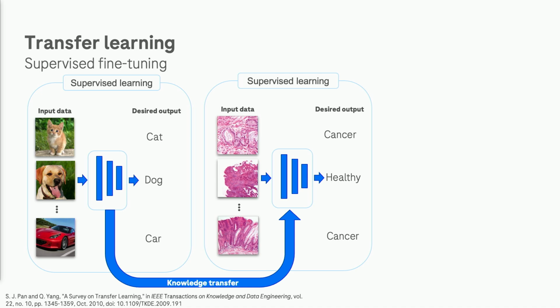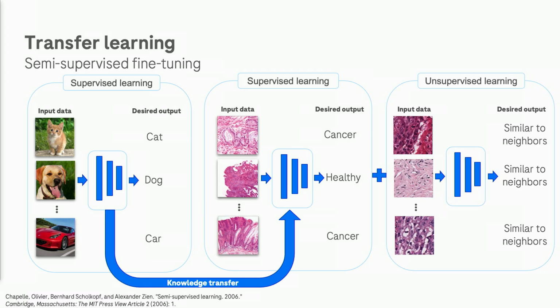Then another interesting question here is, can you use unlabeled data? Because most of the time you may have 1,000 annotated images and maybe 10,000 non-annotated images. And the answer is usually yes. You can also exploit this data with what we call semi-supervised learning, or semi-supervised fine-tuning in this case.